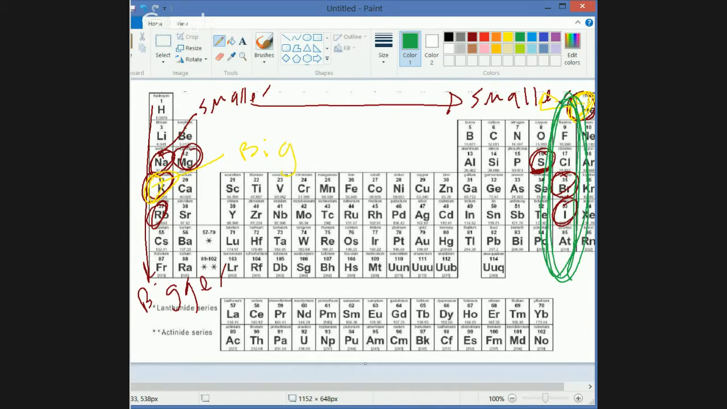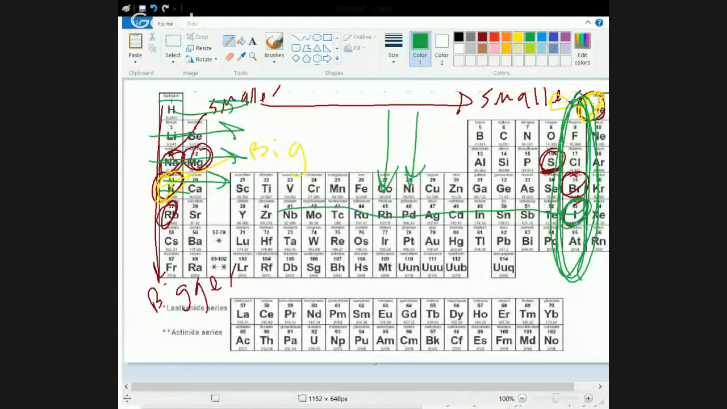And period means rows. So as you go across, these are the periods or the rows. As you go down, that's called groups or families. Columns are called groups or families. Periods are called the rows. So if I go 1, 2, 3, 4, 5, the halogen that's in the 5th row down would be iodine, and that's why this answer is C. I'm going to highlight them in red because why not, right?